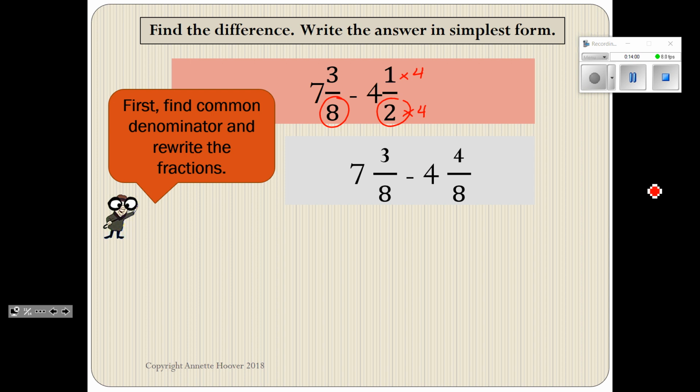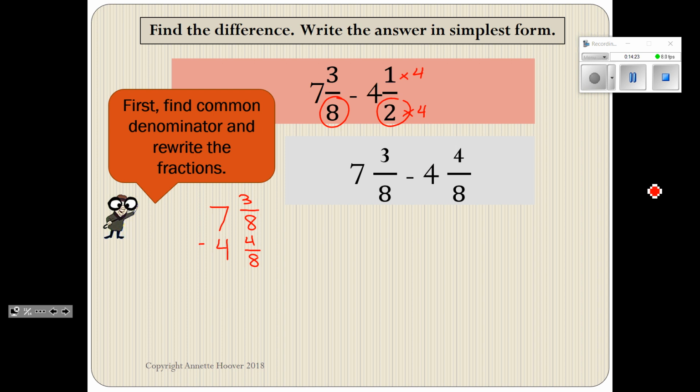Now this time, I personally like to see this visualized stacked together instead of horizontal. I like it vertical, because we're going to have to regroup, because we cannot go 3 minus 4. That would give us a negative fraction, but we can't subtract it that way with fractions. So we're going to have to regroup.